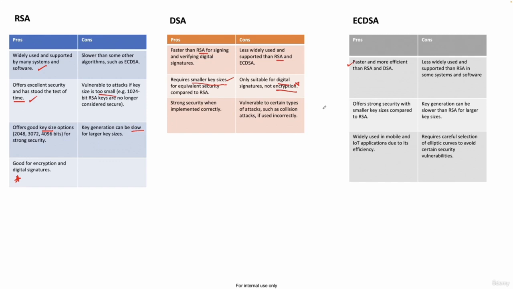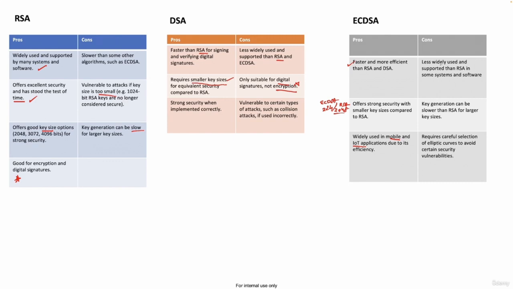smaller key sizes. So as we said, if you're using a 224 key size, or if you're using a 2048 key size for RSA, it's kind of equivalent, right? So with ECDSA, a 224 bit key size is equivalent to a 2048 bit key size, which makes this the biggest pro for ECDSA: you can get the same amount of security with smaller key sizes. And it's widely used in mobile and IoT applications. IoT stands for Internet of Things. So it's actually being used for that.